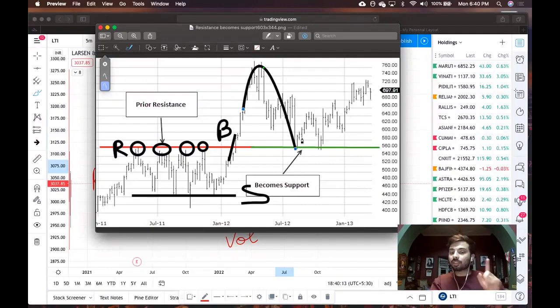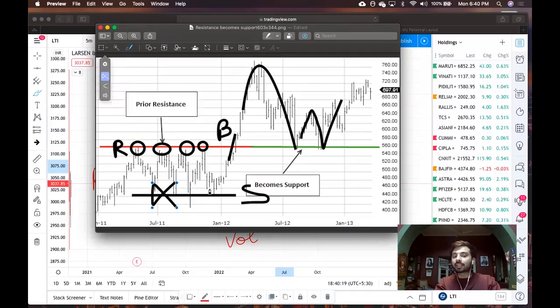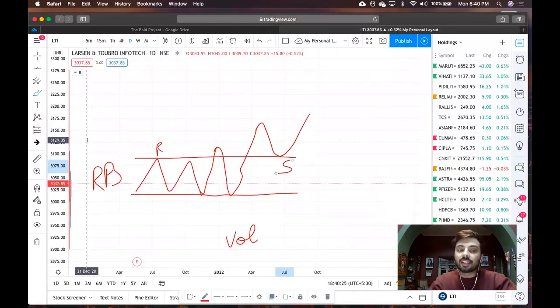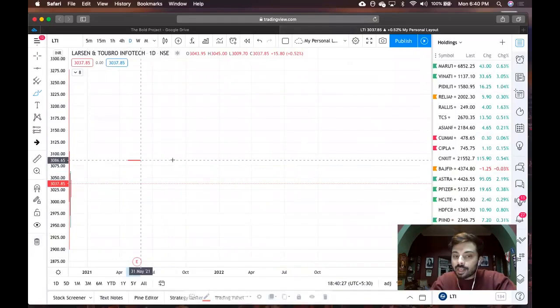Why? Because now this level is my support. So now this support becomes meaningless because now I'm not going to be able to go below this level. Hope things are clear. Now, just to reiterate, when do you buy?